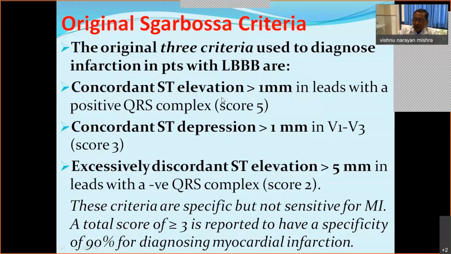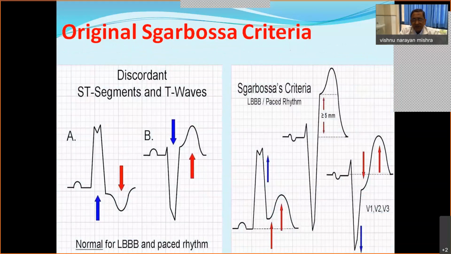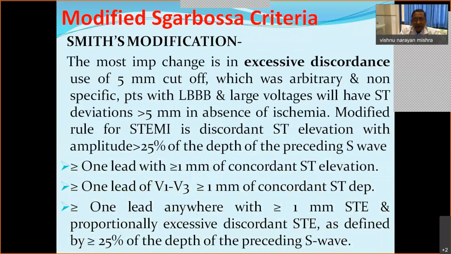I will show you in the coming ECG how this behaves. Now this is the diagrammatic representation of the original Sgarbossa criteria, where you are seeing this is the discordant ST segment in the T waves, and this is the Sgarbossa criteria where there is a concordant change, and I will show the real ECG in the coming slide.